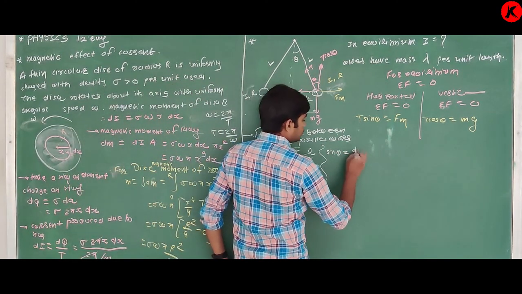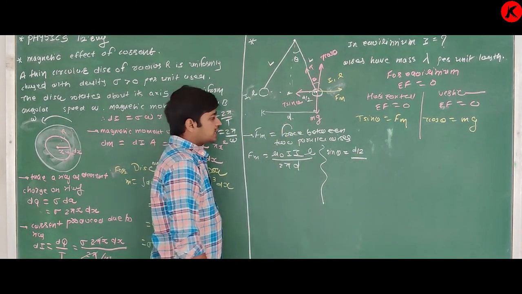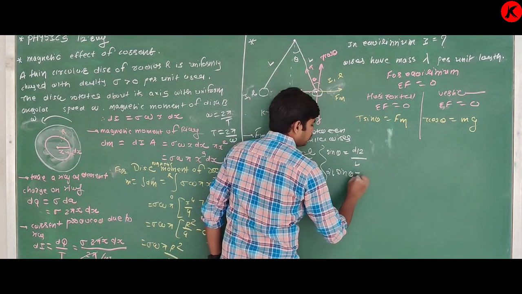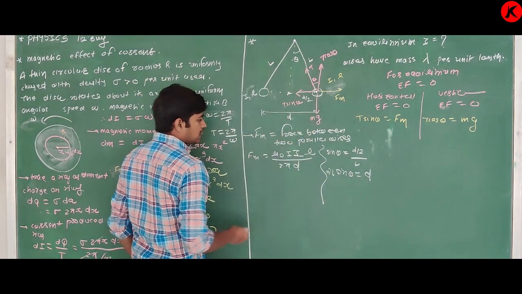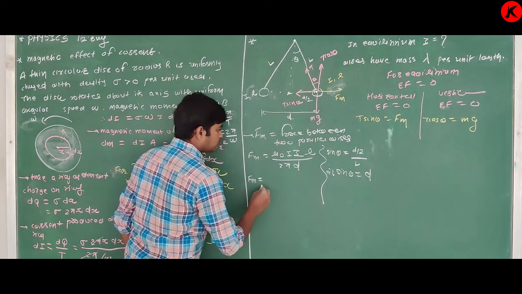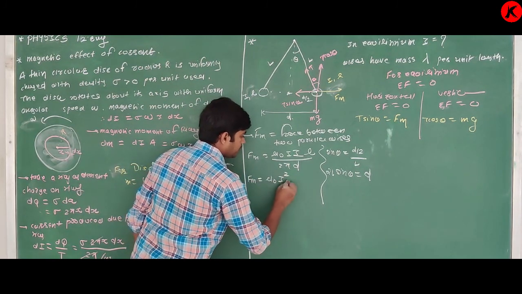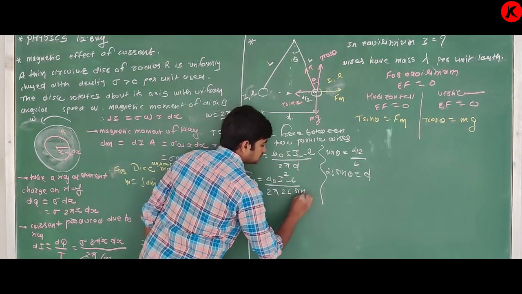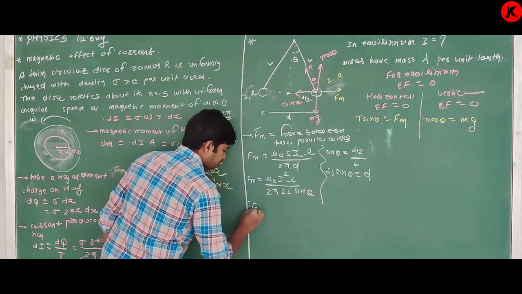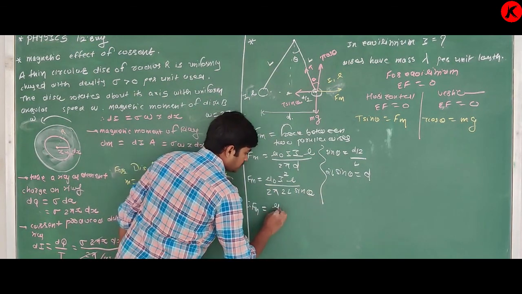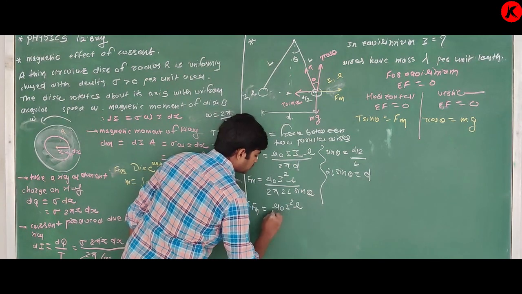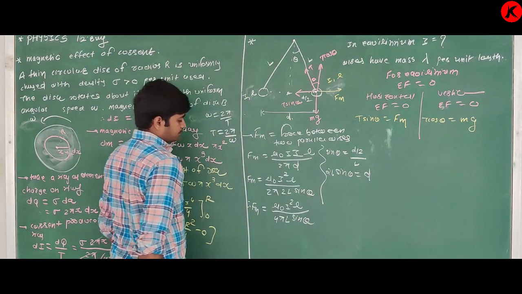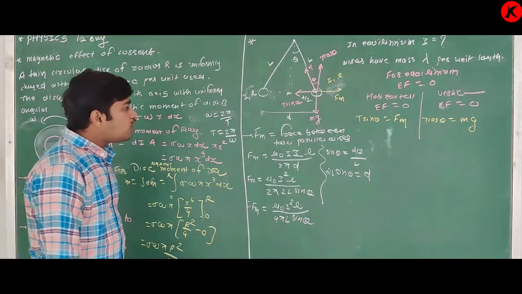Then sin theta is equal to d by 2, the opposite side, upon the hypotenuse, that is L. So d is equal to 2L sin theta. So put your value here. Fm is equal to mu 0 I square l upon 2 pi. What is d? It is 2L sin theta. Therefore, Fm is equal to mu 0 I square small l upon 4 pi L sin theta. So it is Fm.